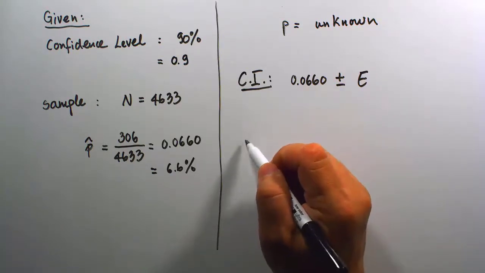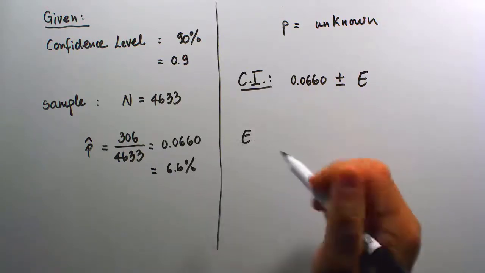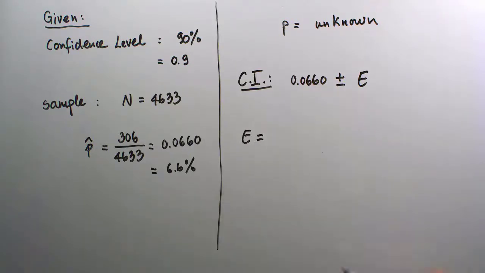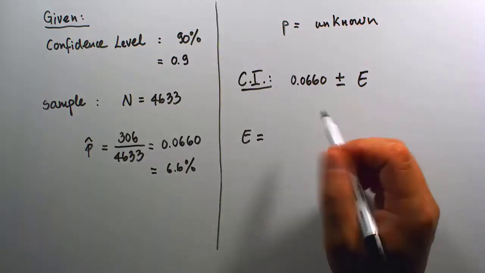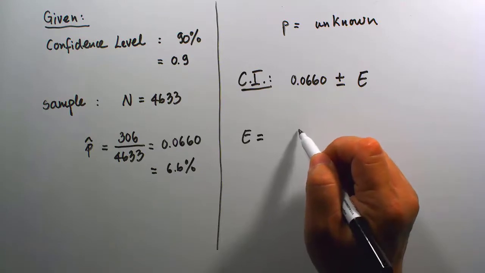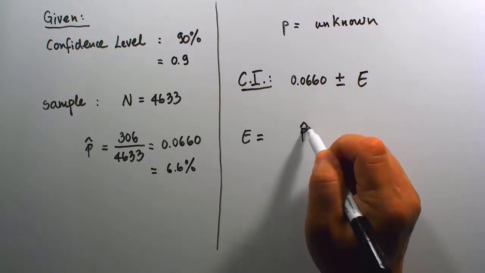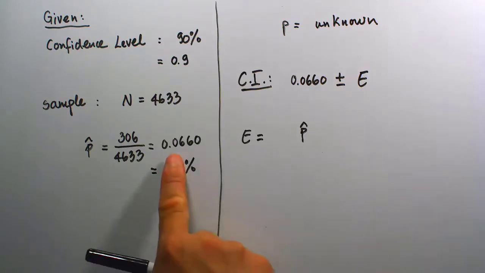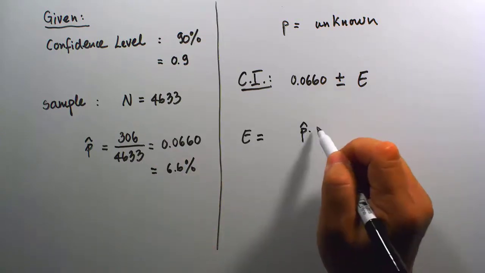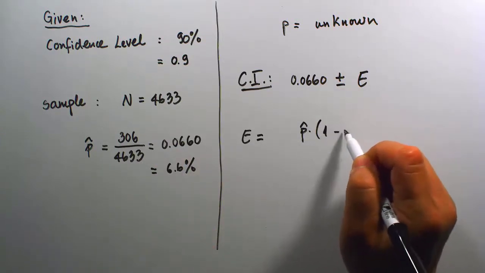So the margin of error is calculated by using the following formula. Margin of error equals, from where our current p hat value is, which is known, we are going to multiply with 1 minus p hat.